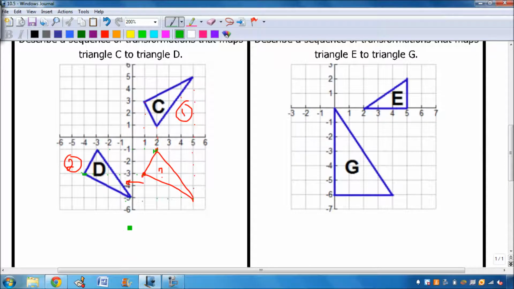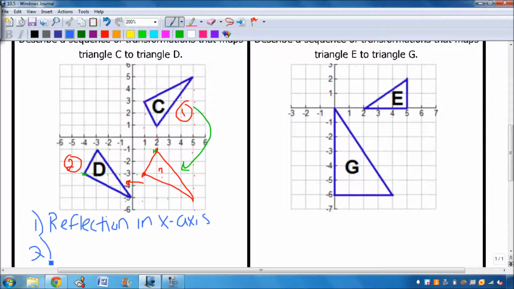So in order to do this, you guys, you have to actually draw in your transformations, just like I drew in my transformation here, to really make sure that it worked. So the first thing that we figured out that worked was a reflection in the x-axis. And then after that, we translated it.